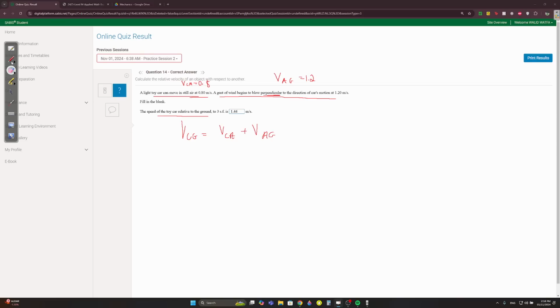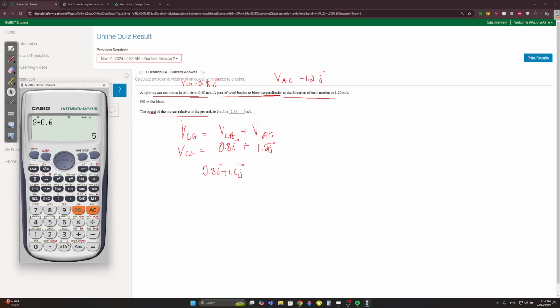Let's say here we're moving in the I direction. Since here it's perpendicular, it's going to be in the J direction. So the car with respect to air would be 0.8 I. The air with respect to ground is 1.2 J. So you're going to get that VCG is 0.8 I plus 1.2 J. And how do you find the speed? It's just a magnitude. So you take 0.8 squared plus 1.2 squared.